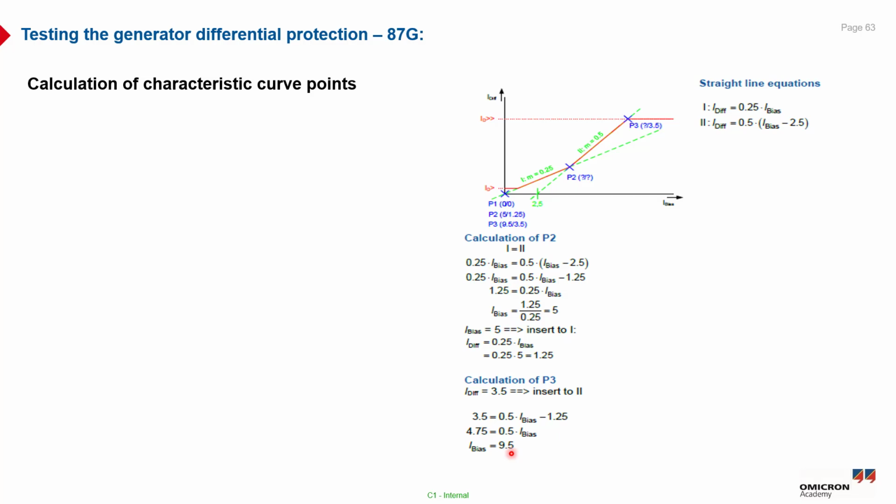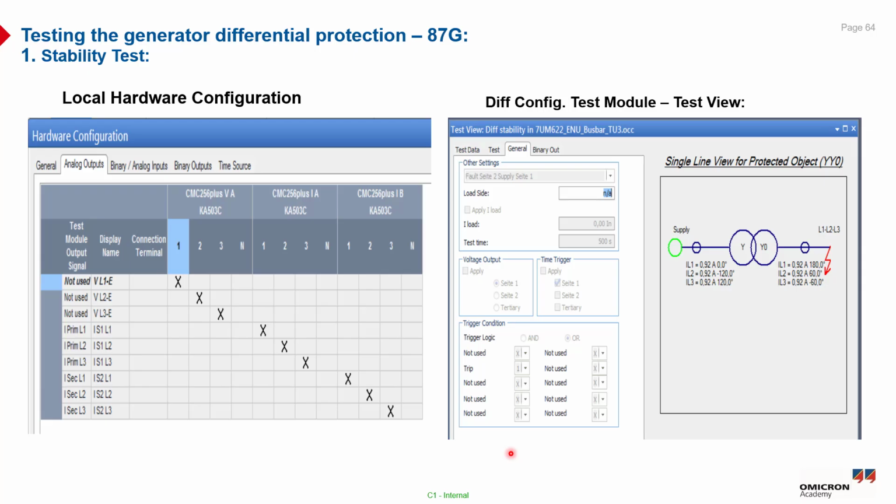But if you are using the PTT, once you import the relay parameter setting, you will find the dual slope characteristic ready-made in the REU file. So first, as you can see, we need to perform the stability test.